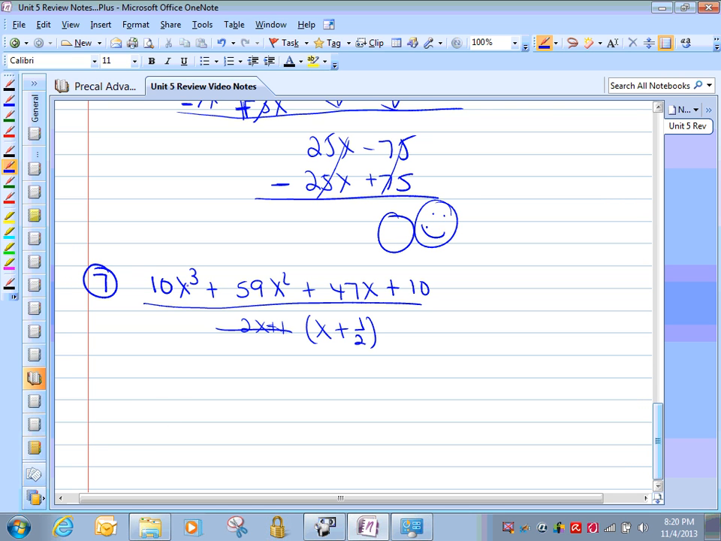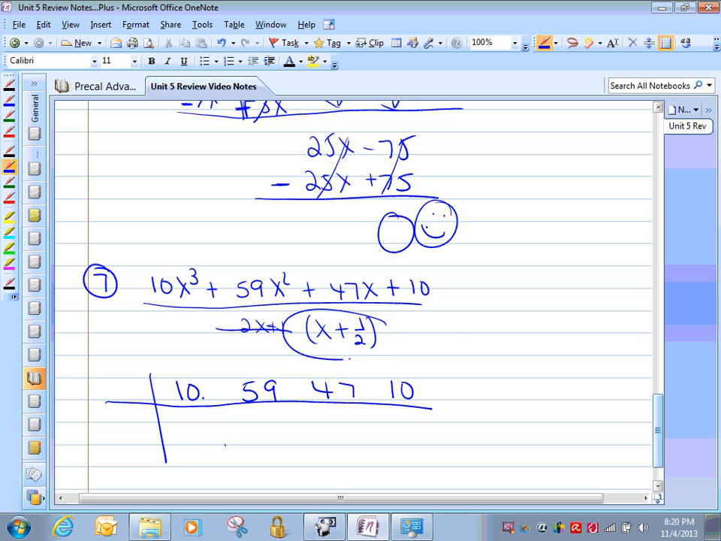All right, I think we have a third degree, a second degree, a first degree, and a constant, so we didn't skip anything, and we are in the right order, so let's write out our synthetic division. Again, I'm sorry about my computer tonight. All right, so we're going to write out 10, 59, 47, and 10, and we're going to synthetically divide.